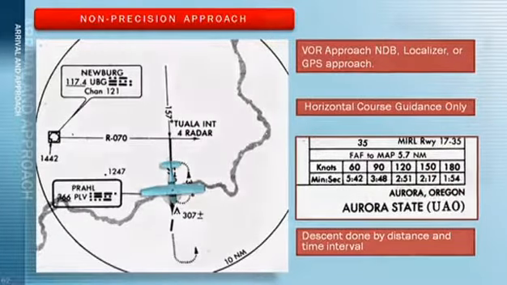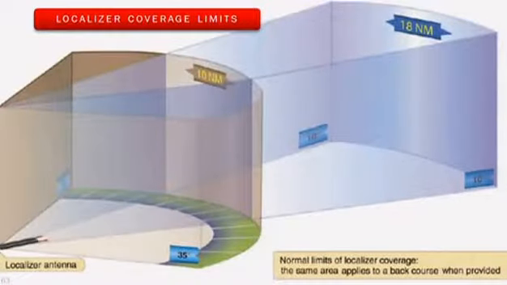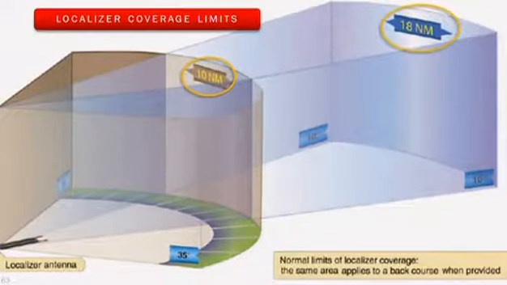This graphic illustrates localizer coverage and course width. Note that the width, 10 nautical miles, the coverage is 35 degrees of the straight-in approach course, and when within 18 nautical miles out, the coverage is just 10 degrees of the straight-in approach course.